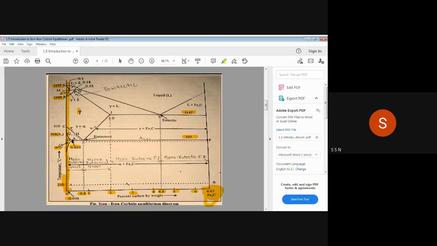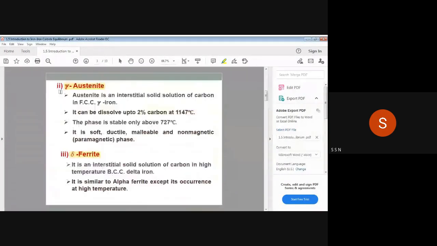Then here delta and alpha, what is the difference? In delta and alpha, the difference is you get alpha phase at low temperature and delta phase at a high temperature. Delta phase of that iron you get at a high temperature. Structure is same, alpha and delta. Alpha is BCC structure, delta is again BCC structure, but alpha is at low temperature, delta is at high temperature.